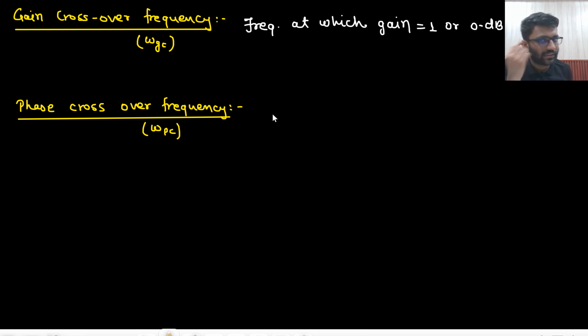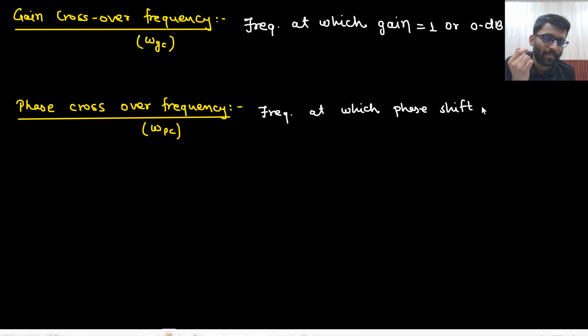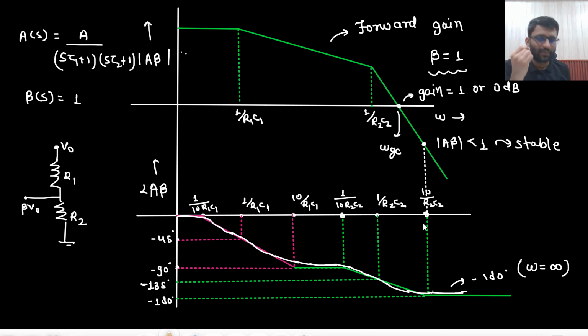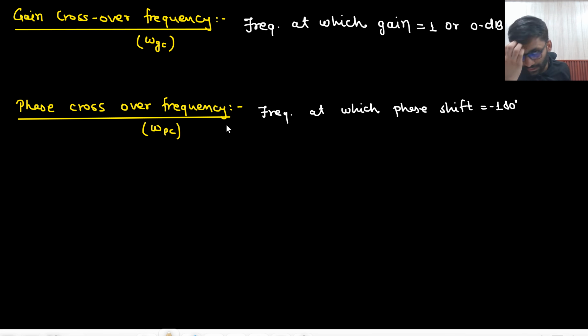And what do you mean by phase crossover frequency? The frequency at which the phase shift is 180 degree or minus 180 degree. Ideally this is your omega pc. Omega pc is infinity, right? The frequency at which your phase shift is minus 180 degree. So this is known as gain crossover frequency. This is known as phase crossover, and this is known as gain crossover.